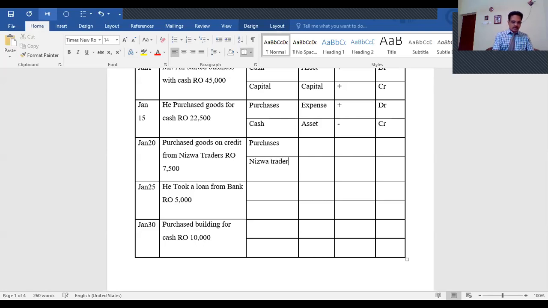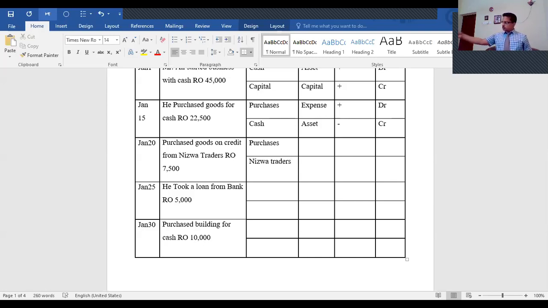That I will explain. Niswa traders. Who is Niswa traders? The person to whom you have to pay money. If it is sold, it is okay, it will be accounts receivable. This is account payable. You have to pay. This is your liability that you have to understand.